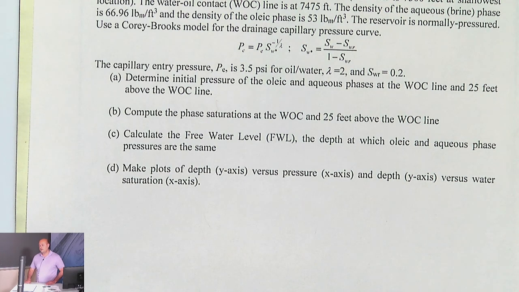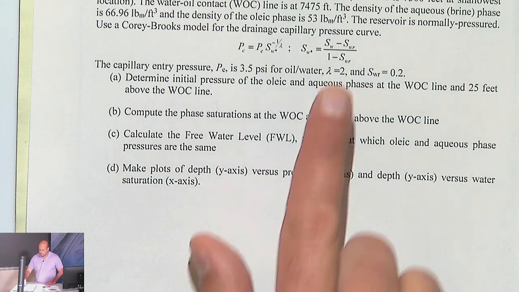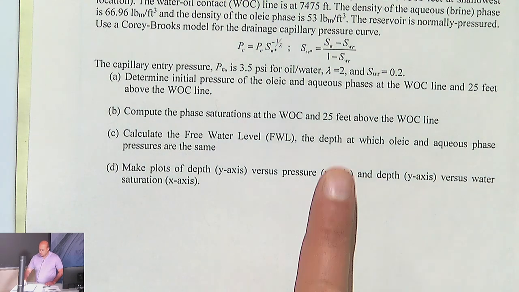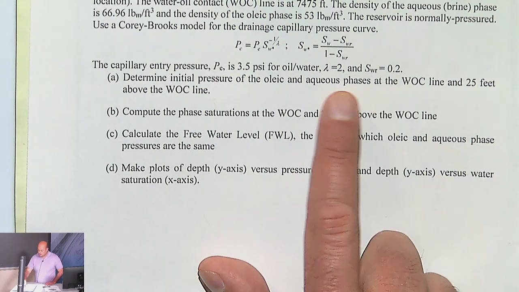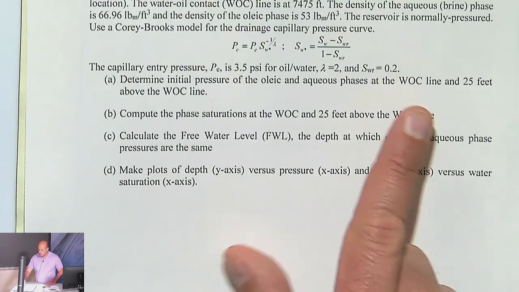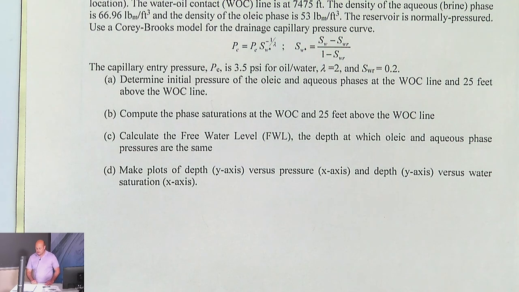So what you really want to do is find the pressure of the water phase at the water oil contact line, and that's going to be given by gravity, right? So you have your atmospheric pressure, which is 14.7 psi. You're going to need the density of water and the depth, which is 7475 feet. Watch your units, but calculate the aqueous phase pressure and the oleic phase pressure at the water oil contact line. Don't do the 25 feet above the water oil contact line yet. We'll do that next.